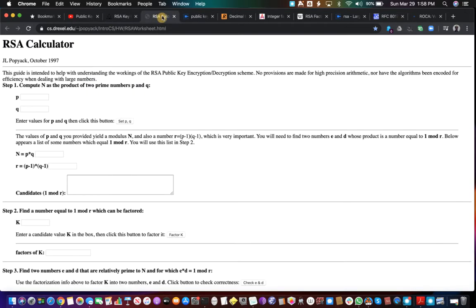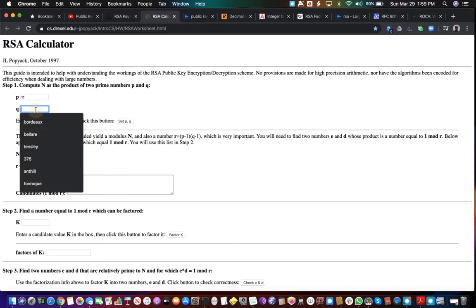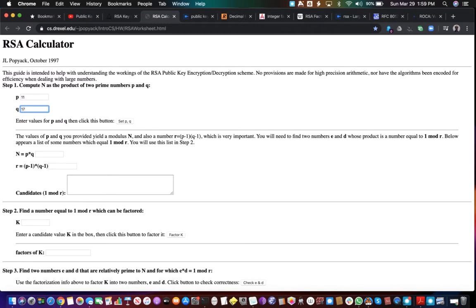We can look at the math in a little more detail over here. This guide walks you through all the different elements of what we just did. It says, give me some primes and I'll compute an RSA system as a product of them. Suppose I try 11 and 17 as my primes. I set those and it says P times Q is 187. Indeed, that should be what I get by multiplying these two.